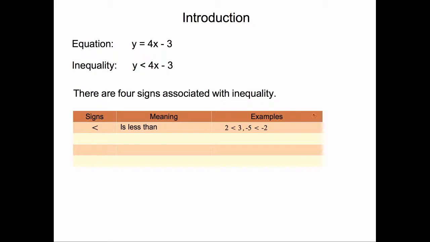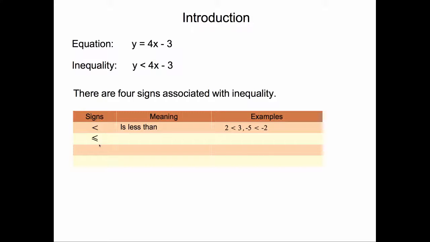And we use examples to illustrate. 2 is less than 3, which is correct. Is minus 5 less than minus 2? Yes. The more negative the number, the smaller it is, the lesser it becomes. Right? So minus 5 is less than minus 2.